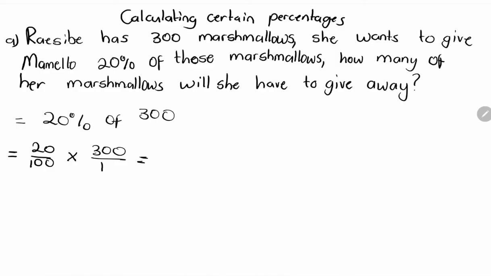And then you just work it out per normal. 20 multiplied by 300 is 6,000. 100 multiplied by 1 is 100. And then you divide 6,000 by 100. Use the method that I taught you earlier. 6,000 divided by 100 will give you 60. That means of her entire marshmallow collection, Mamello will receive 60 of those, which is a very sweet deal in my opinion. The pun was definitely intended.